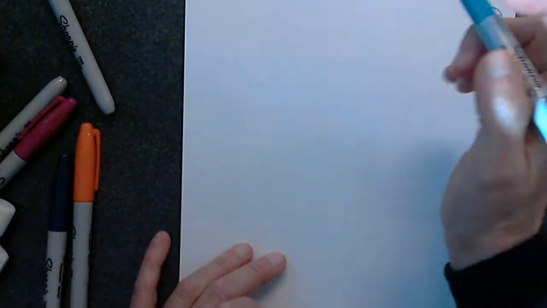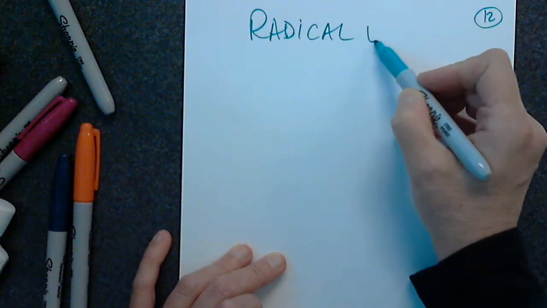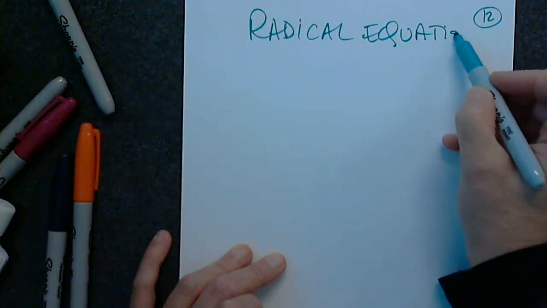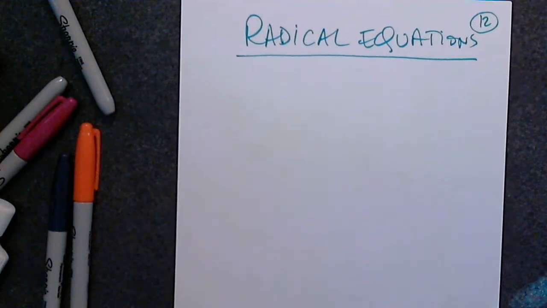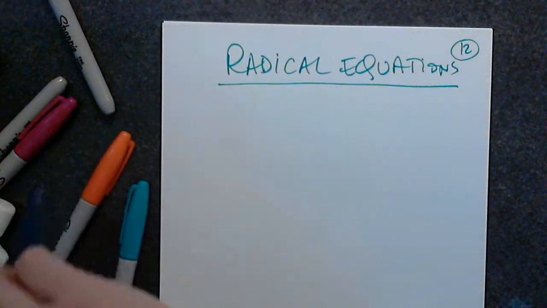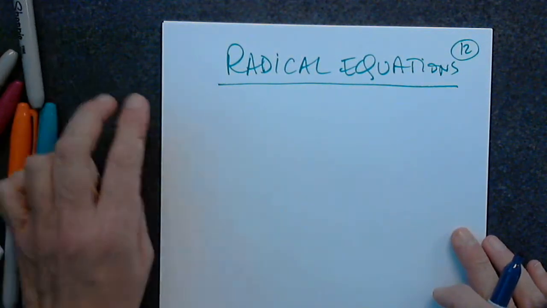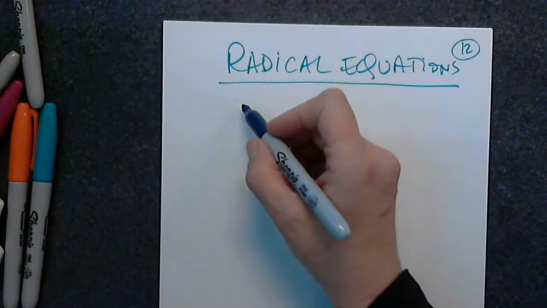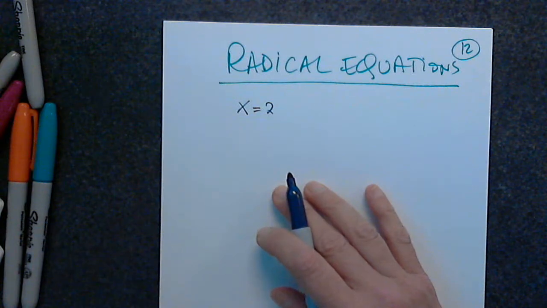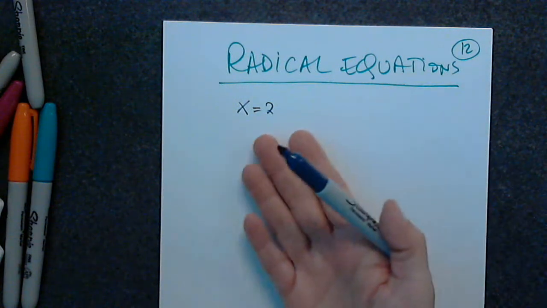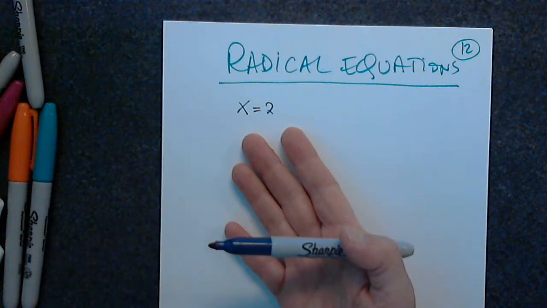These are not very friendly. Radical equations. Okay, we're going to start with a very simple one. And even before that, let's suppose I have x equals 2. And you should ask, what does this have to do with anything? This is not a radical equation. There is no radical in it. What are you trying to do? I'm trying to make a point.